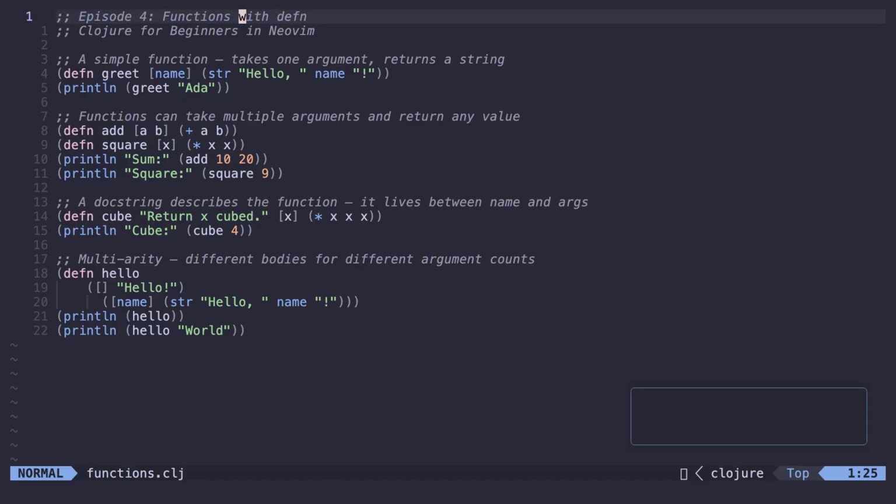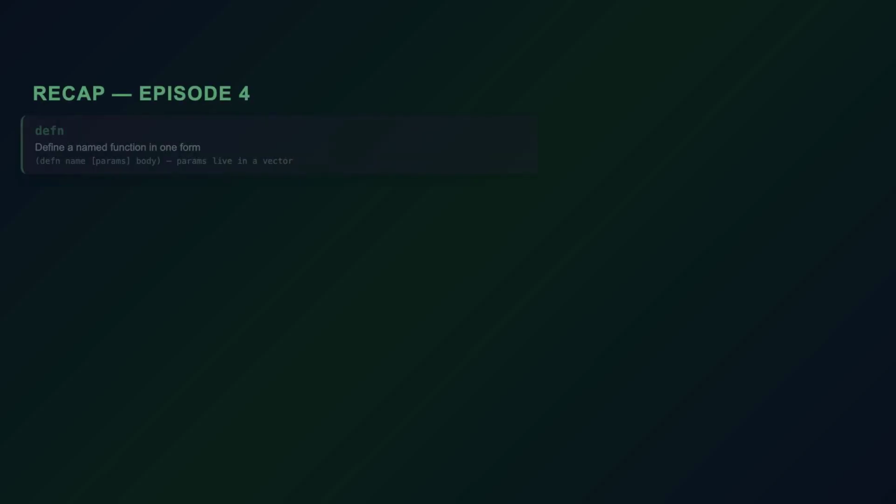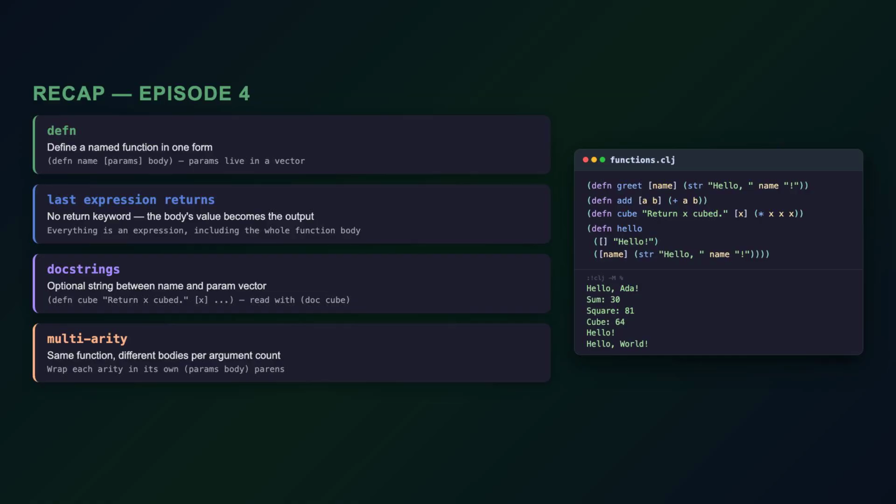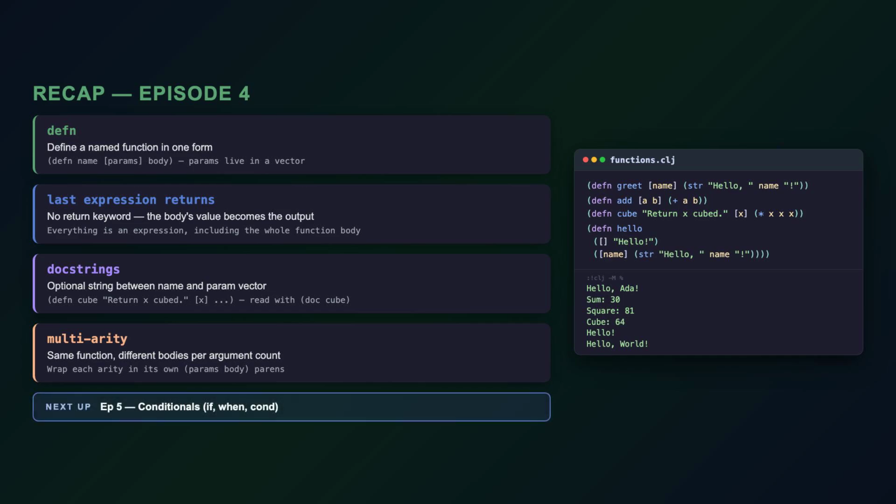Episode 4. Complete. Quick recap. defn defines a named function in one form. The last expression becomes the return value. Docstrings go between name and parameters. Multi-arity lets one function handle many arg counts.